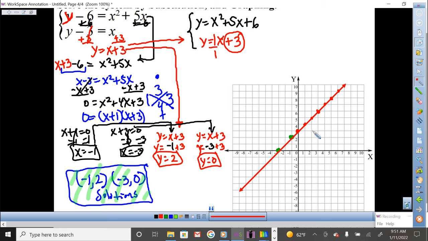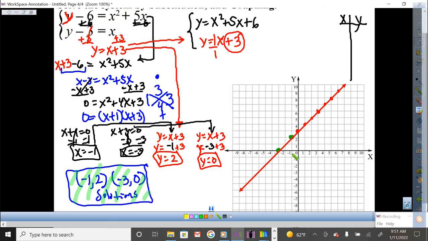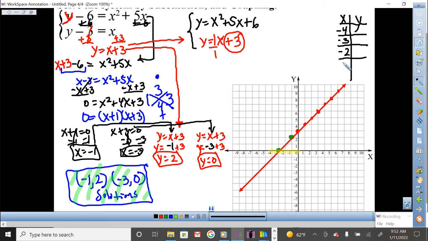Next, before I make my table, I need a domain. Let's find out what the domain is. Between what x values are those two possible solutions found, guys? Negative 4 to what? To 0, yeah. Between negative 4 and 0. So my domain is negative 4, negative 3, negative 2, negative 1, 0.